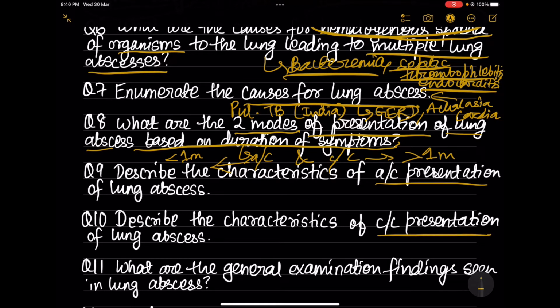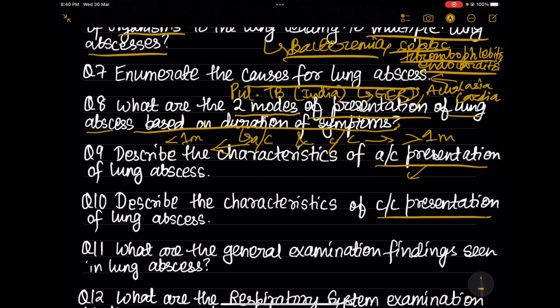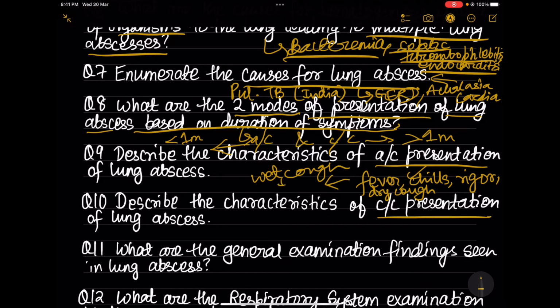In acute presentation, the patient will have high grade fever, along with that there will be chills and rigor. Initially the patient will be coughing and that will be dry cough. Later on, when the abscess ruptures into a patent bronchus, the patient will start producing wet cough, and it will be highly purulent. So this is the course which is seen in case of acute presentation of lung abscess.